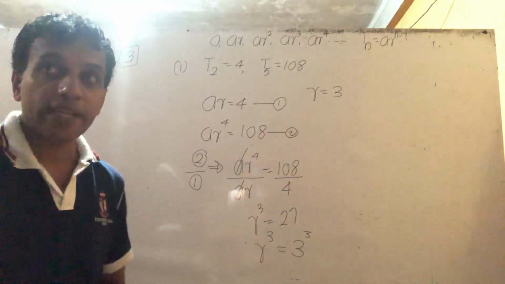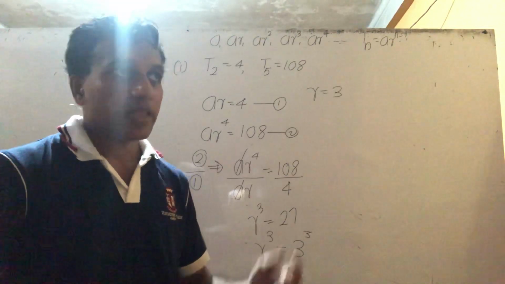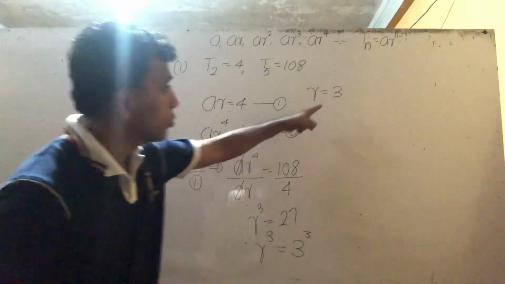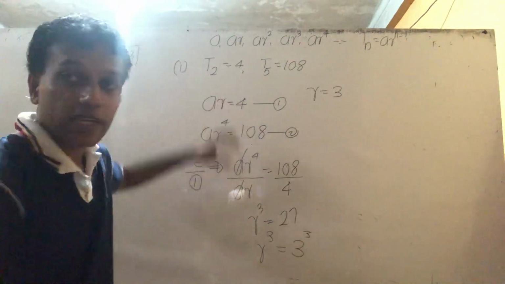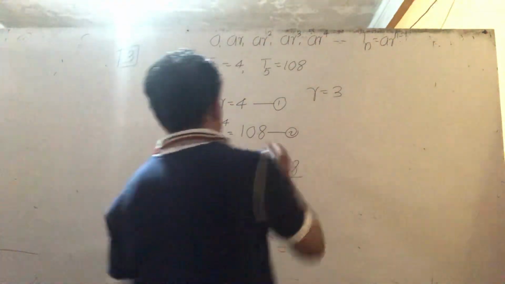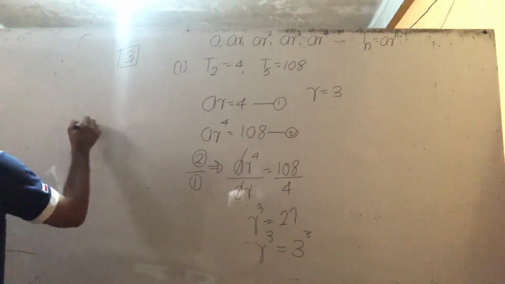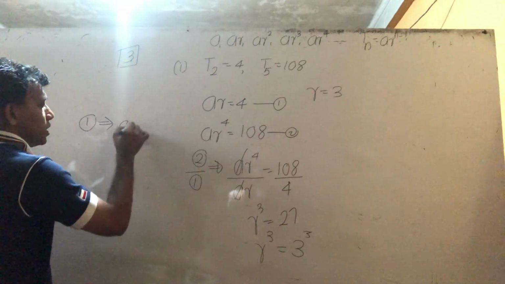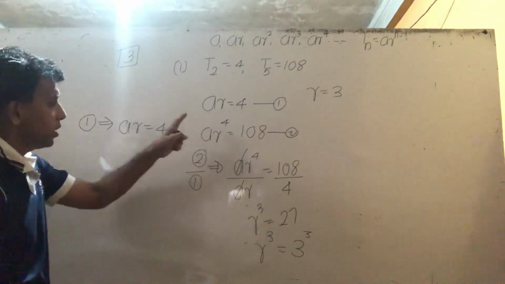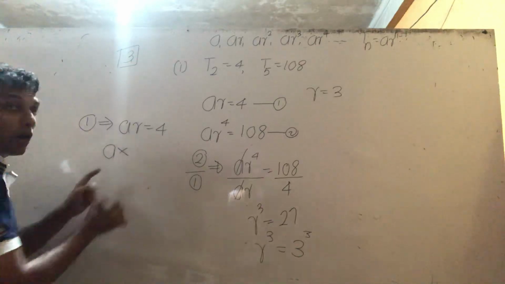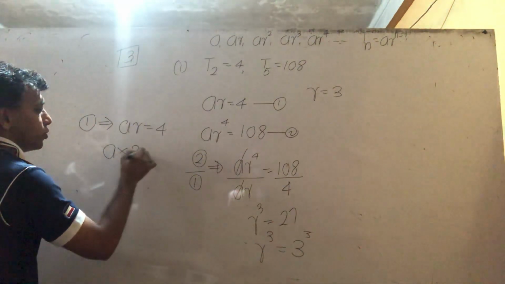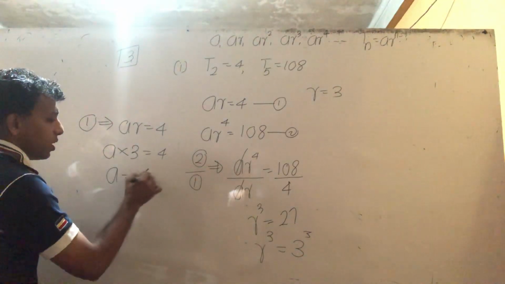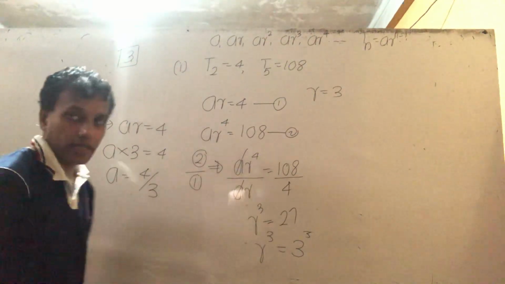Now we find the first term a. The ordinary method: after finding one unknown, substitute to find the other. Put r equals 3 in the first equation, ar equals 4. So a times 3 equals 4. Take the multiple 3 to the other side: a equals 4 over 3. This is my first question.